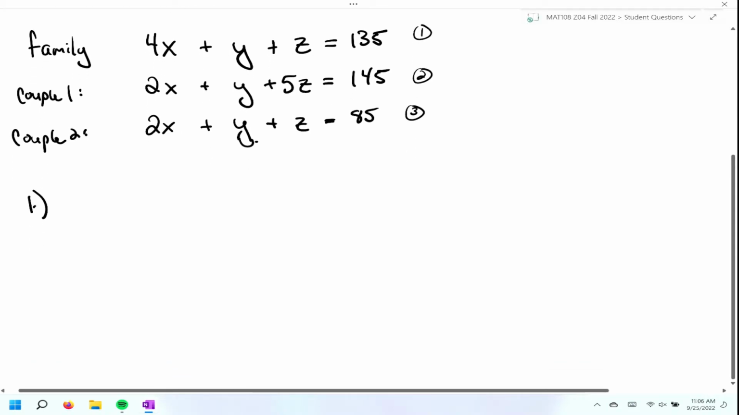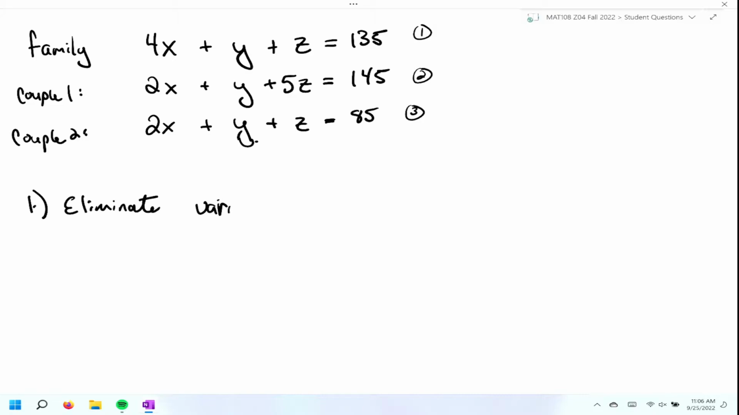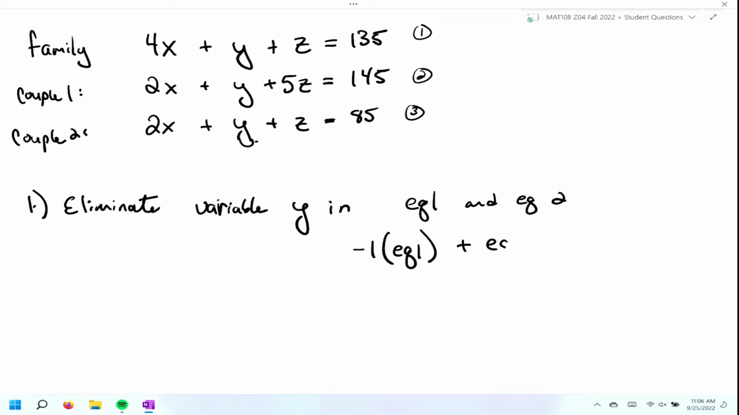And I'm going to eliminate the variable y. So we're going to eliminate the variable y in equation 1 and equation 2. And how am I going to do that? Well, I'm going to take negative 1 multiplied by equation 1 and then add that result to equation 2.